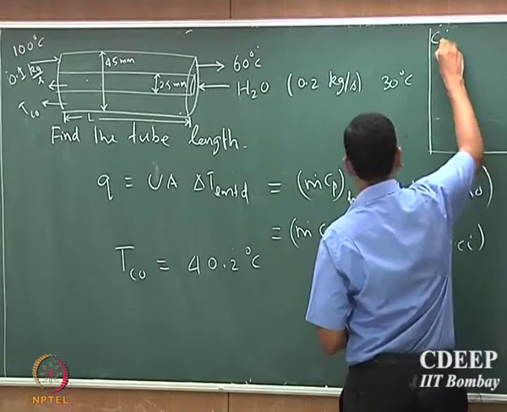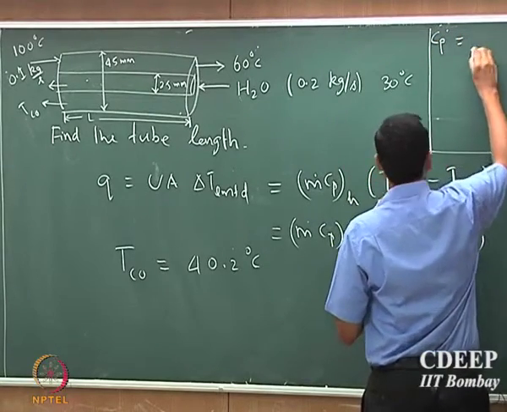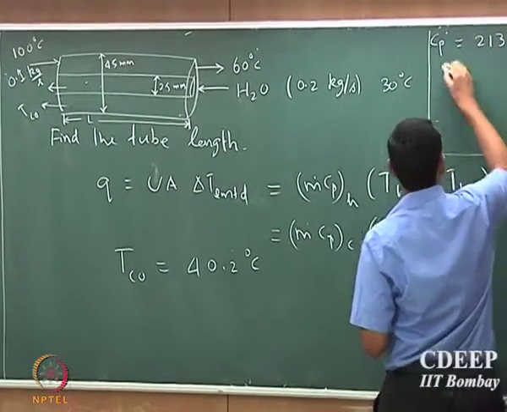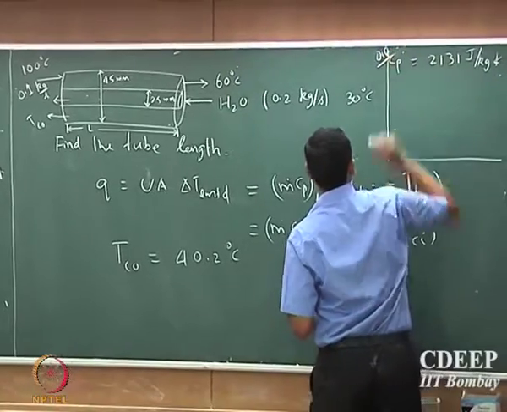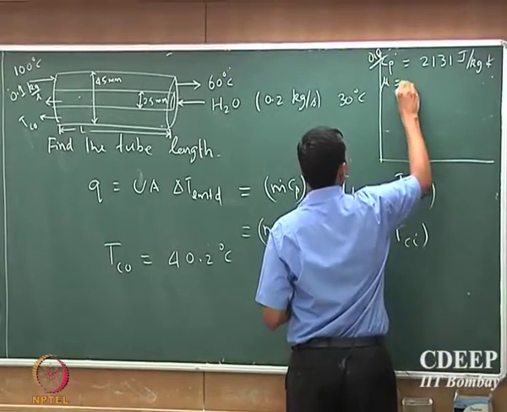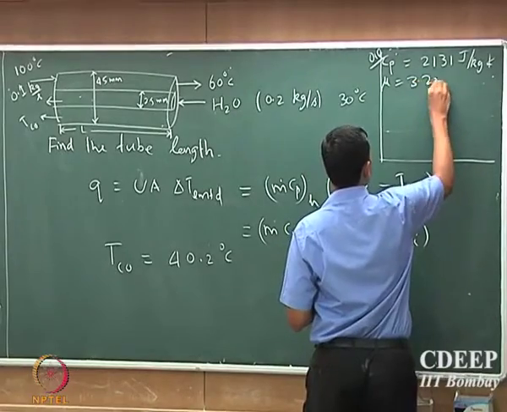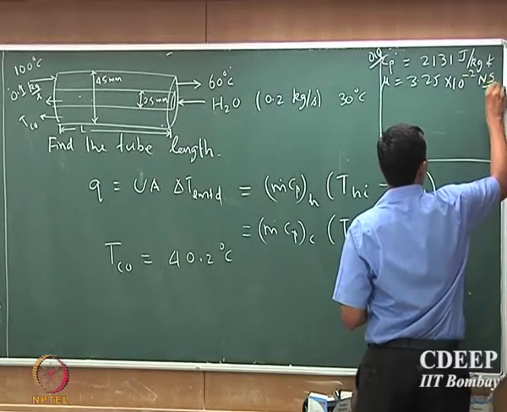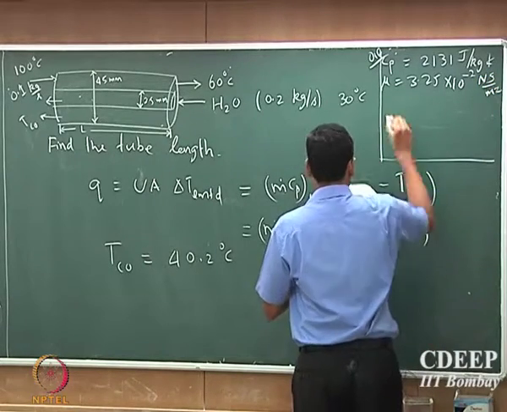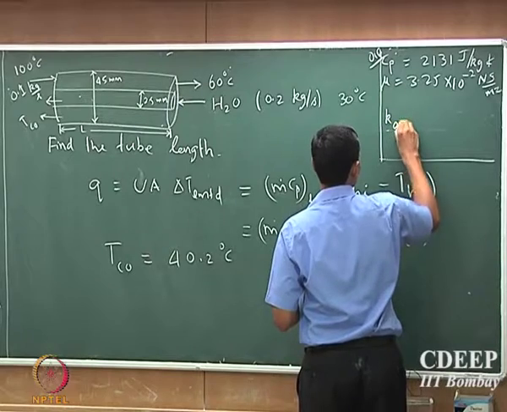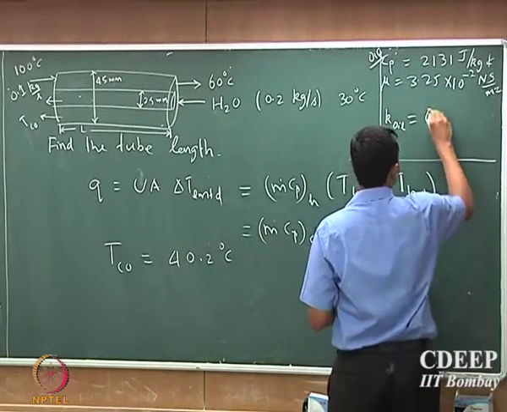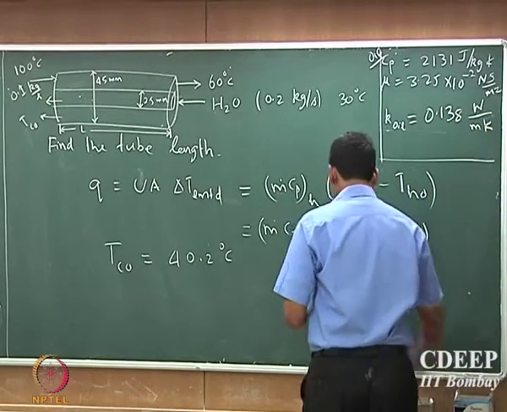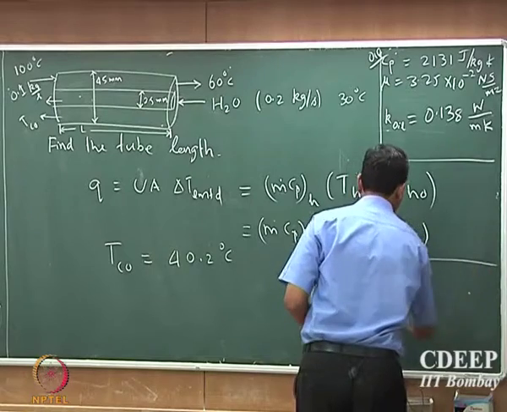I didn't list the properties. So, Cp of oil is 2131 joule per kg Kelvin. That's for oil, and the viscosity is 3.25 into 10 power minus 2 Newton second per meter square, and the conductivity of oil is 0.138 watt per meter Kelvin. Okay, and that is for oil.